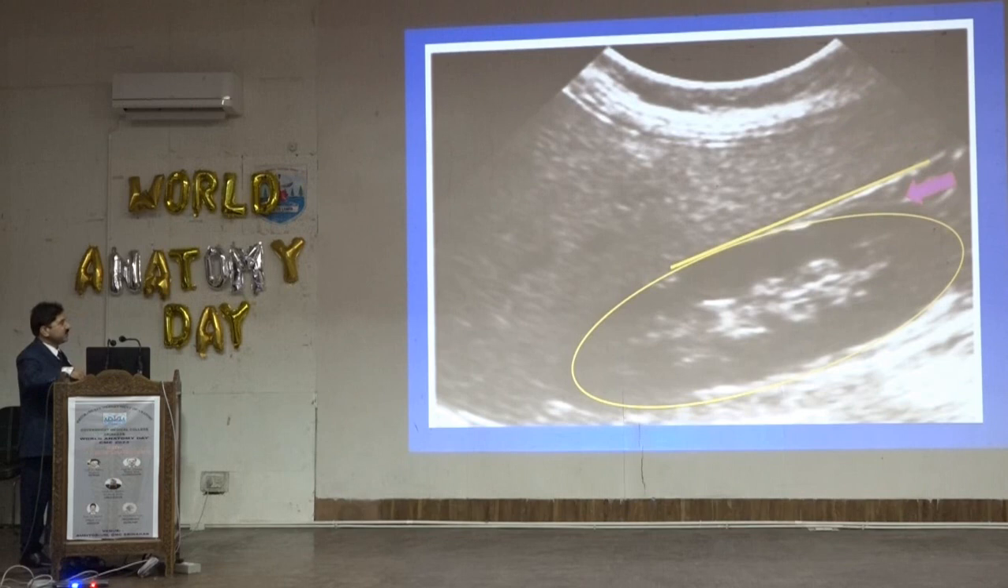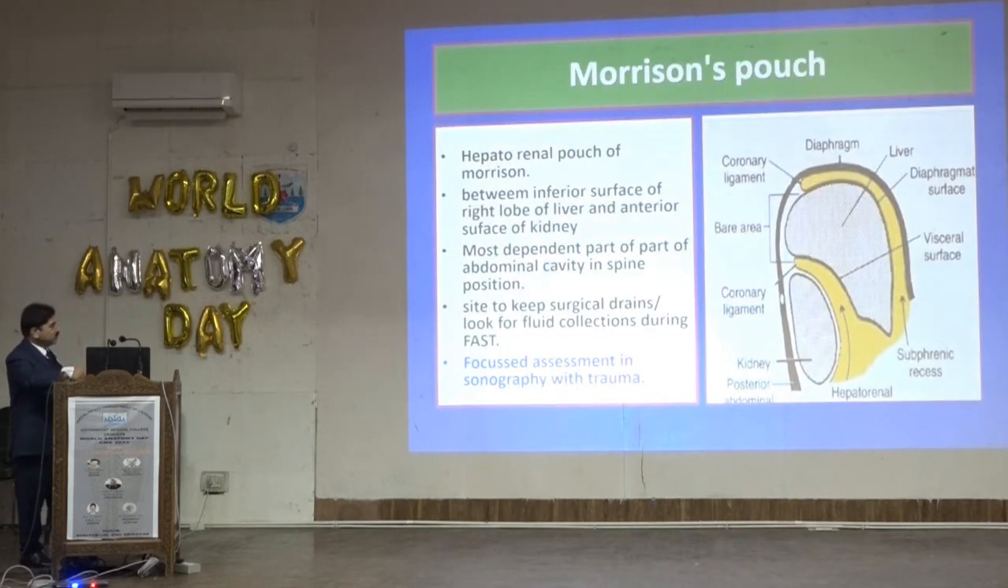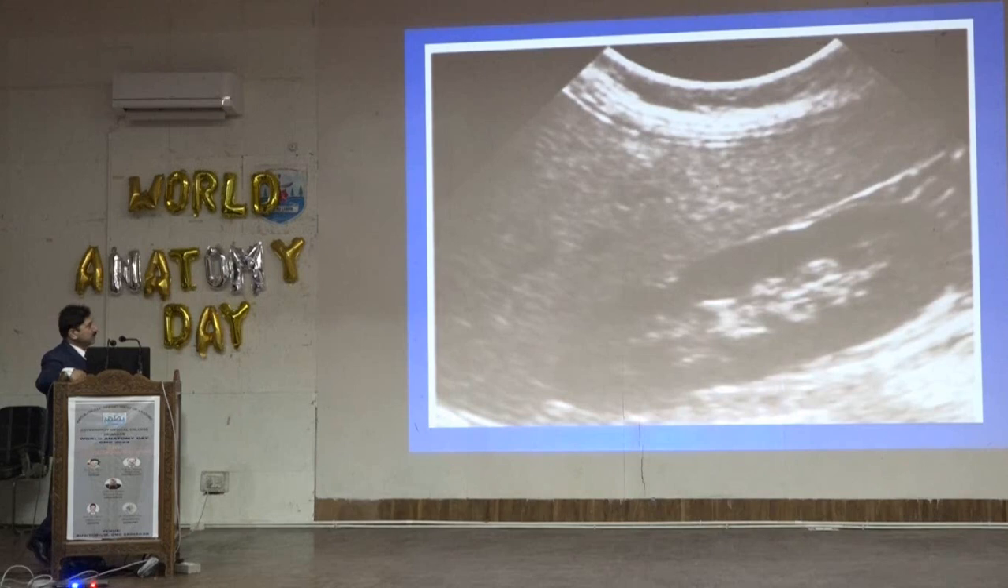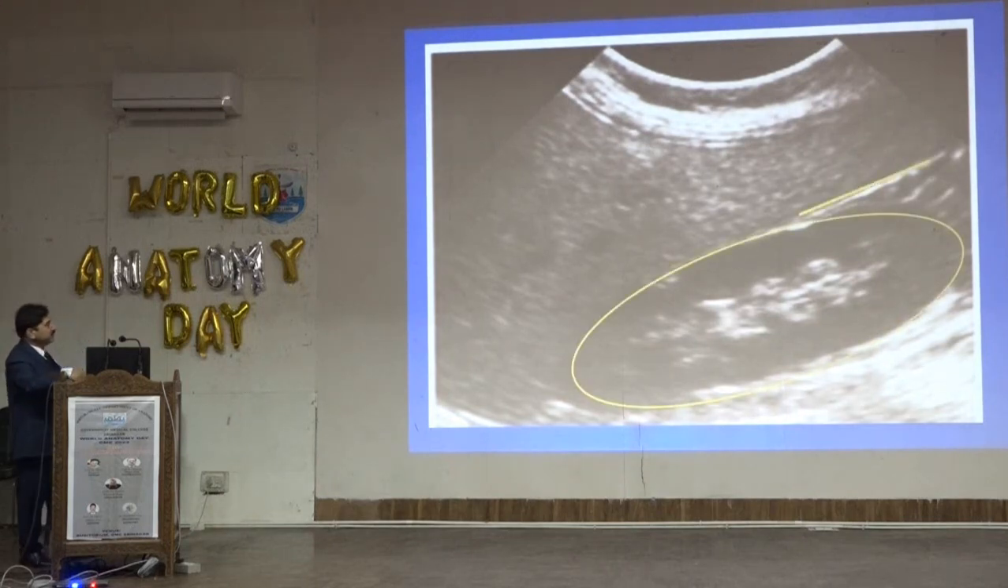It's basically a potential space. Going to Morrison's pouch, it is also called the hepatorenal pouch of Morrison. It is one of the subphrenic spaces. It is bounded superiorly by the right lobe of the liver, and posteriorly by the anterior surface of the right kidney. In between the two lies the potential space, what we call the hepatorenal pouch of Morrison. So this Morrison's pouch is a potential space, and normally it does not contain any fluid, as shown in the sonography section.